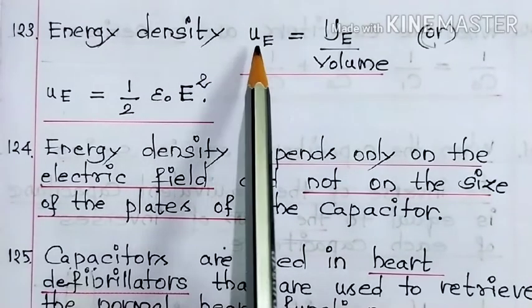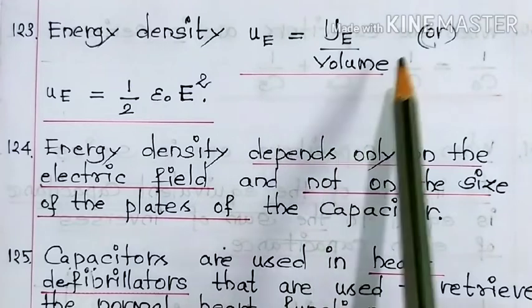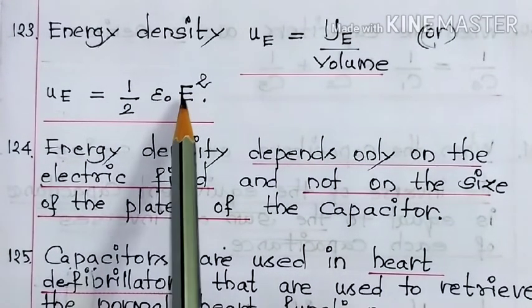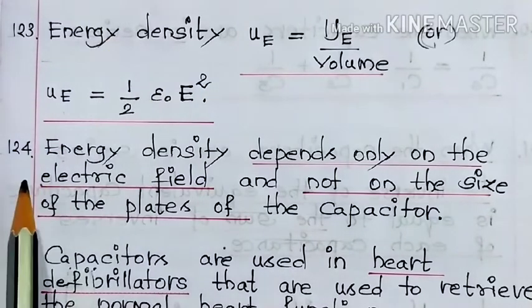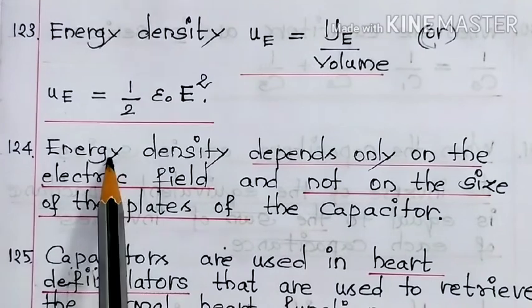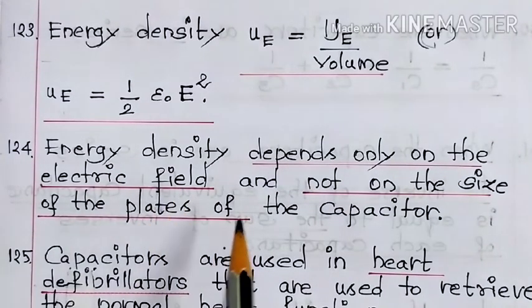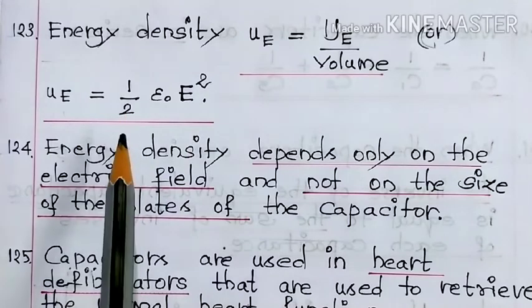Energy density, small u_E, is equal to capital U_E by volume, or u_E is equal to half epsilon naught E square. This is another expression for energy density. Next point, energy density depends only on the electric field and not on the size of the plates of the capacitor.